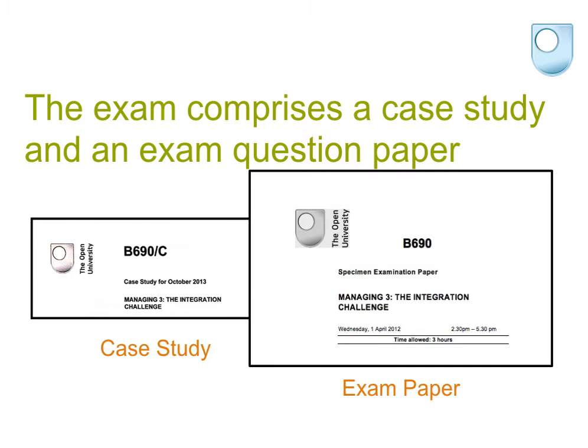The case study typically has 4 to 5 pages of text, including financial information. The case study will be posted online 2 weeks before the exam on the main B690 website. During this period, you can make notes, use your books, and discuss the case online with other students. But the notes that you make cannot be taken into the exam, where you will be given a fresh, unmarked copy of the case.